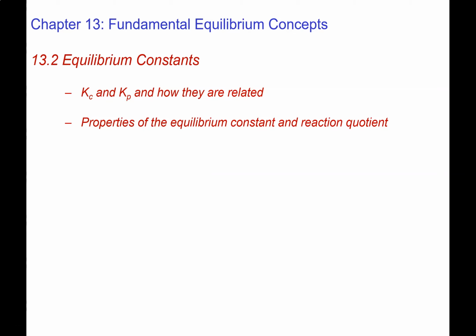In section 13.2, we introduced the concept of the equilibrium constant for the first time. I'm going to talk about two ways of expressing the equilibrium constant, and they are Kc and Kp, and then we're going to talk about how they are related. I'm going to make a second video, and in that second video I will talk about the general properties of the equilibrium constant and compare that to another type of constant called the reaction quotient and talk about how those two things are related.